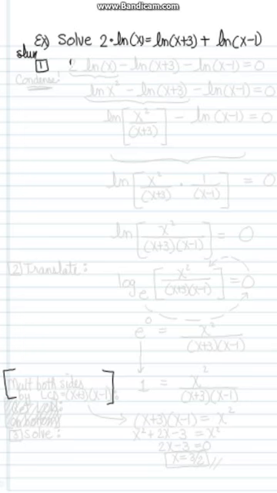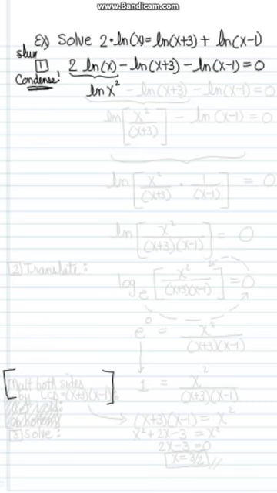First, we're going to move all the logs over to the left side, and we'll do that and get 2 times natural log of x minus the natural log of x plus 3 minus the natural log of x minus 1 equals the other side, 0. Now we're going to condense the left side. First, let's condense the 2 times natural log of x.